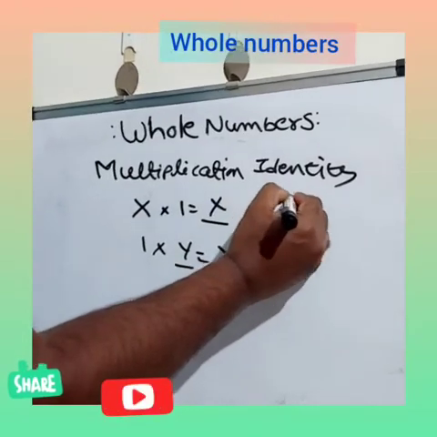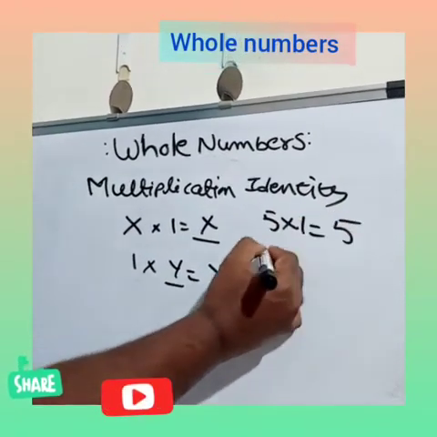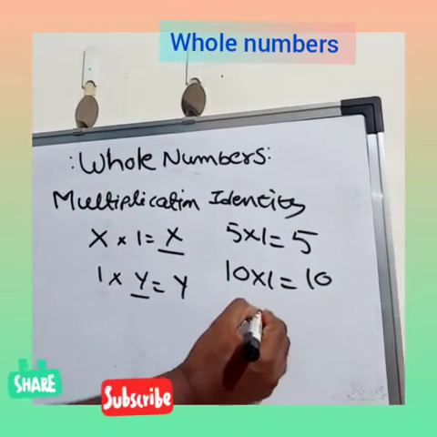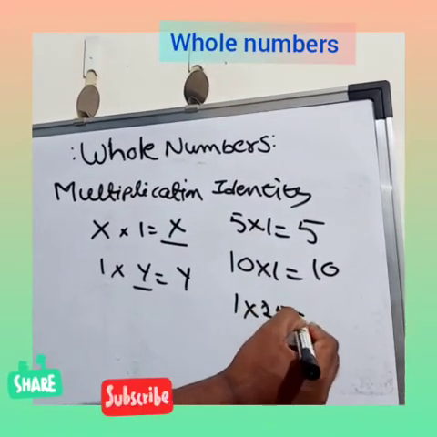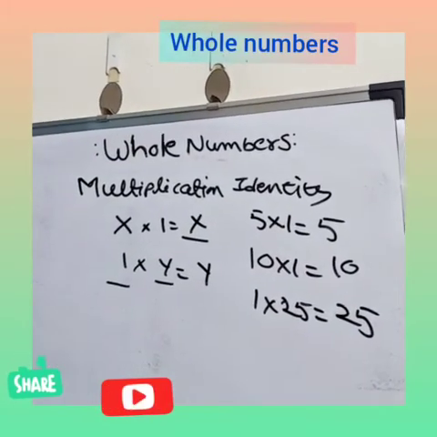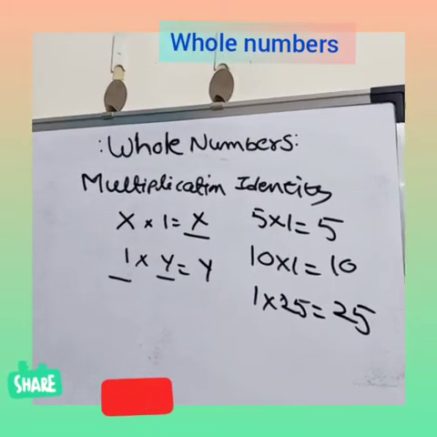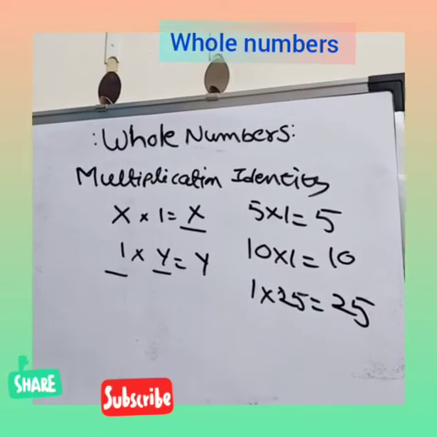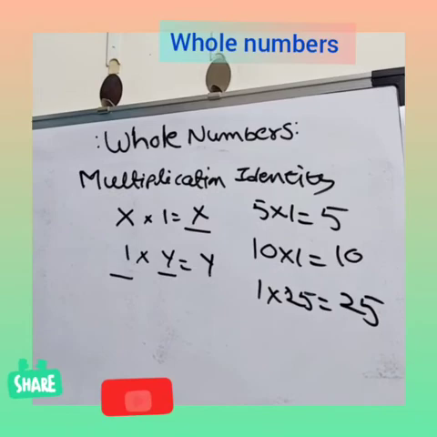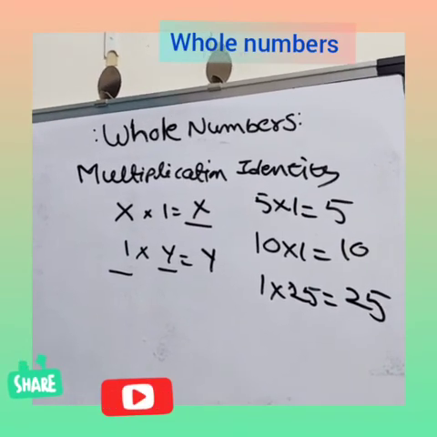For example, 5 into 1 is 5. 10 into 1 is 10. 1 into 25 is equal to 25. So here 1 is the multiplication identity with respect to the multiplication operation. So these are the various properties of whole numbers with respect to multiplication. Thank you.